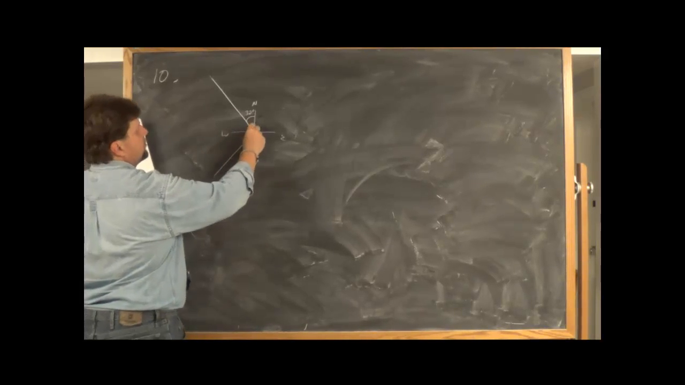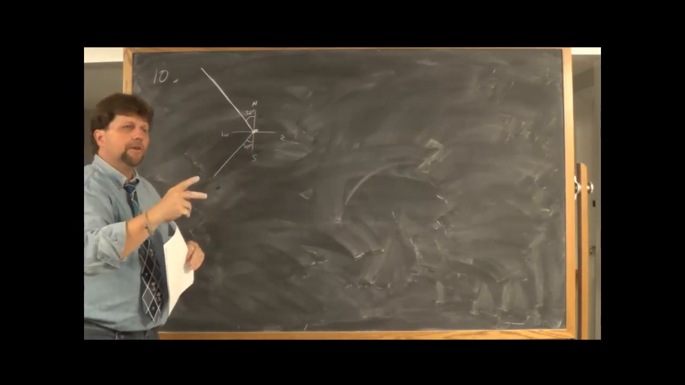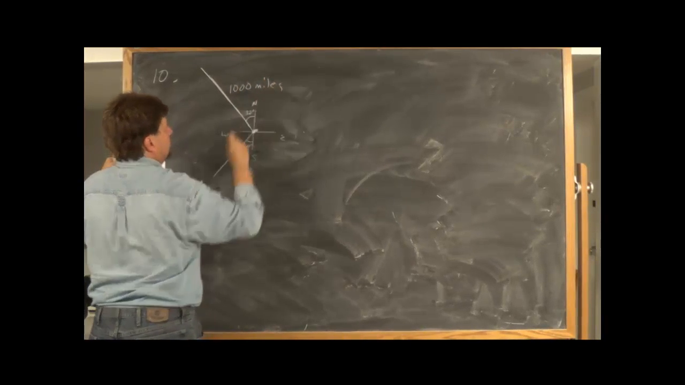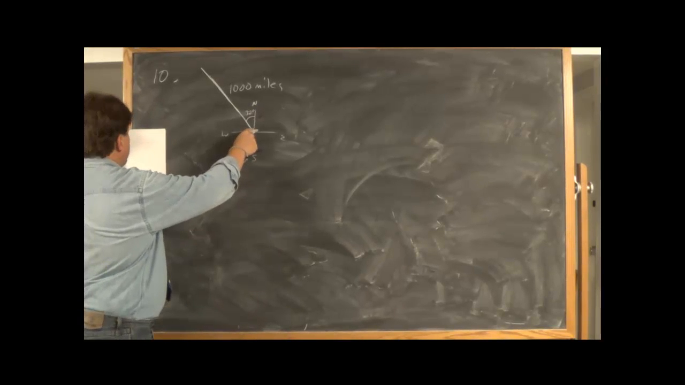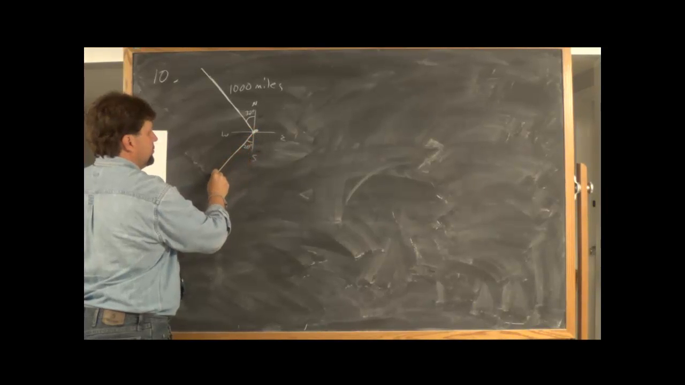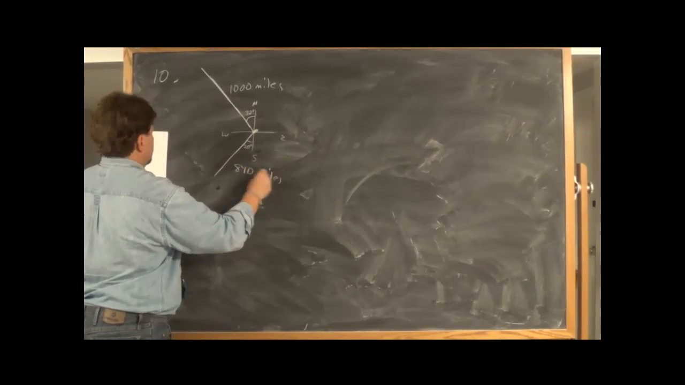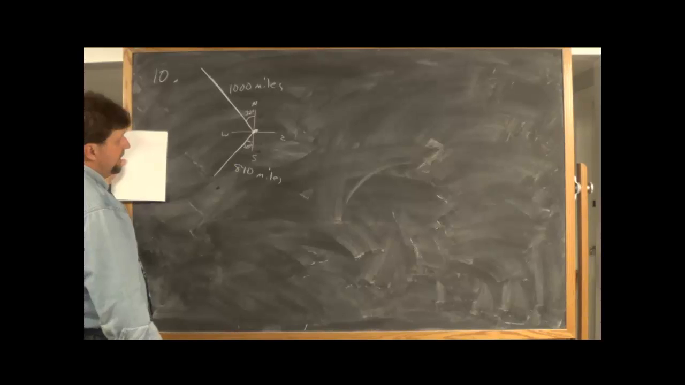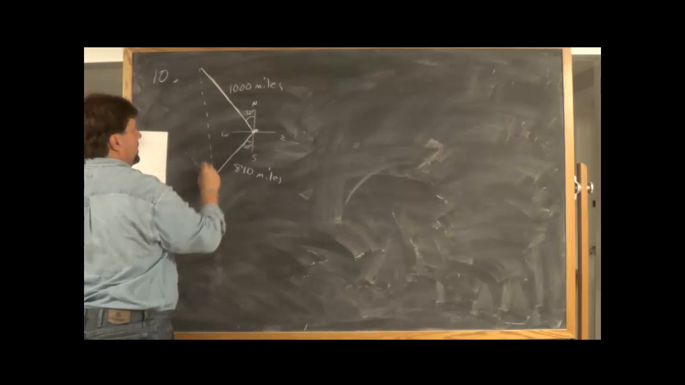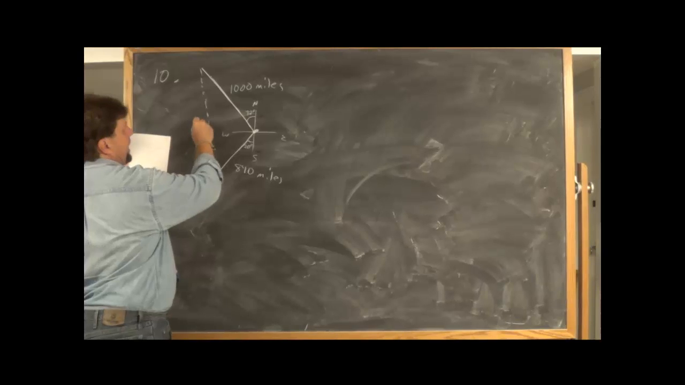I know this plane was traveling at 500 miles per hour. So after 2 hours, it will have gone 1,000 miles. This plane is cruising along at 420 miles an hour. So after 2 hours, it will have gone 840 miles. So the question is, how far apart are these two planes? What is this distance? We can just call that an A.